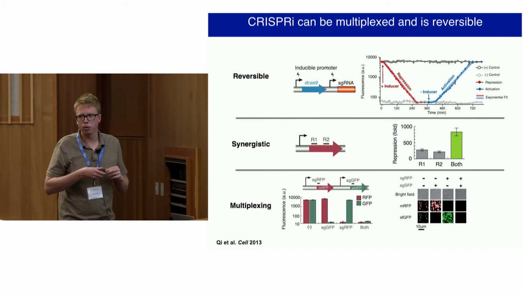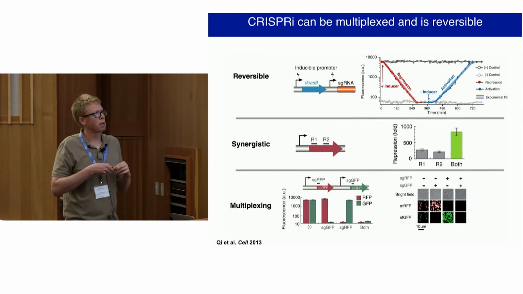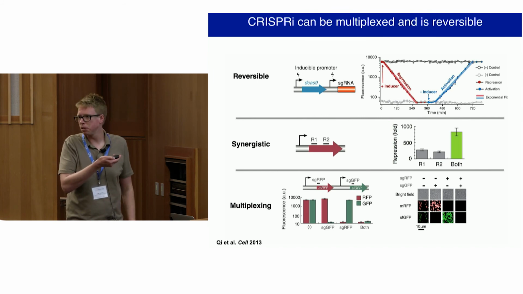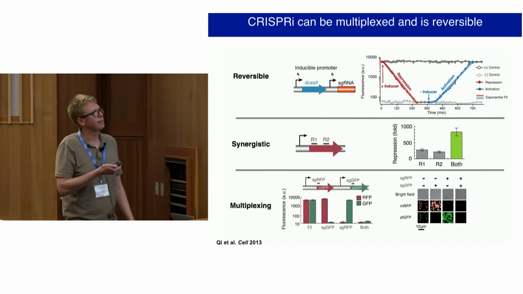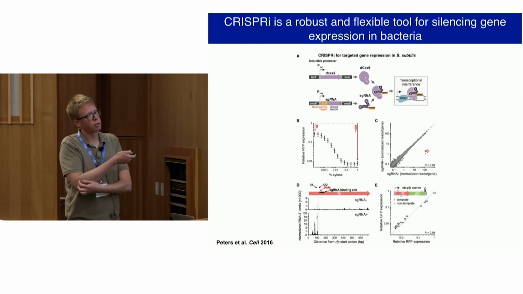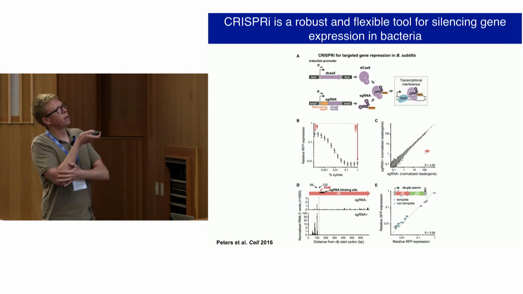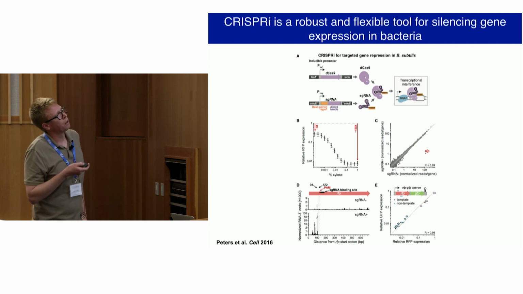And so multiplexing is especially useful for metabolic engineering. And so that has been used for a variety of applications for producing different metabolites that are desirable for different lines of research or bioproduction.